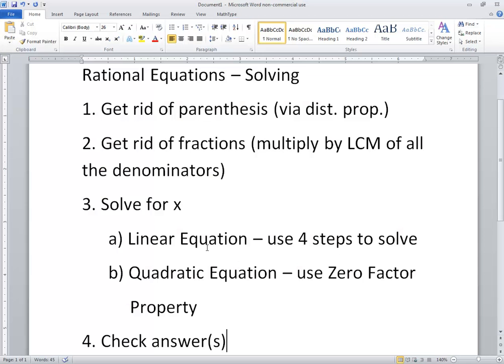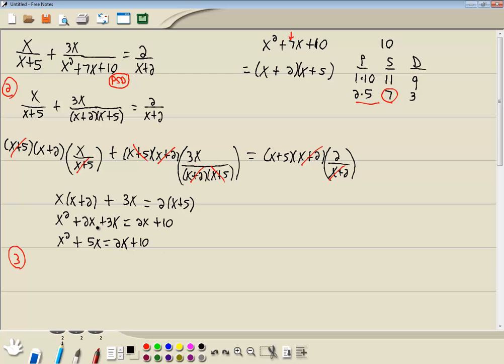Step 3 said solve for x. Very vague. But then notice we have a quadratic equation. The reason why we have a quadratic equation is because we have an x squared. Now with a quadratic equation, we want to get 0 on one side. So I'm going to take this 2x and move it over, and I'll take this 10 and move it over. Remember, you move anything across the equals, your sign changes. So we got x squared plus 5x minus 2x minus 10 equal to 0. X squared plus 3x minus 10 equal to 0.